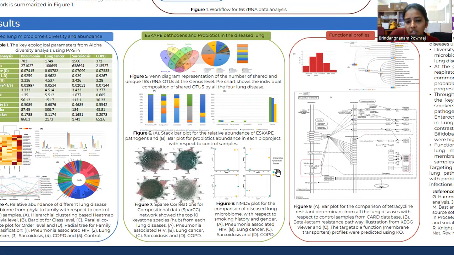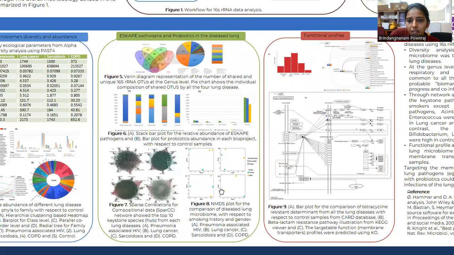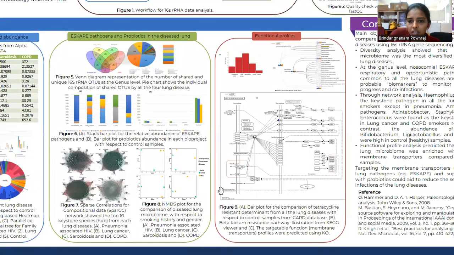Then with respect to gender, we found that except COPD, the remaining three lung diseases had a significant difference between smokers and non-smokers. But in COPD, we found the non-smoker had the most significant difference. Then we went for functional analysis. For functional analysis, we used MEGAN, the standalone tool. In this analysis, we found membrane transporter is the common and enriched function in all the lung diseases compared to the control sample, 5 to 15-fold higher in all the lung diseases.